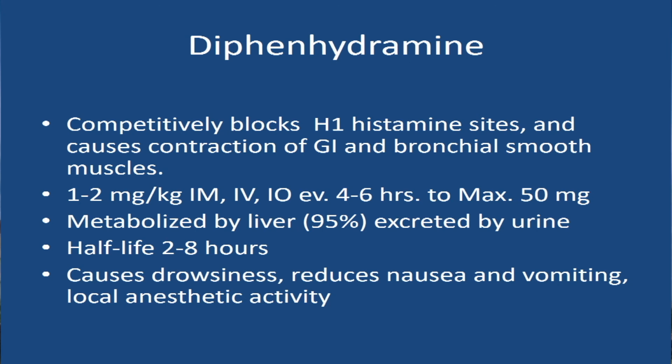Diphenhydramine competitively blocks H1 histaminic sites and causes contraction of GI and bronchial smooth muscles, 1 to 2 milligrams per kilo, IM, IV, IO every 4 to 6 hours to a maximum of 50 milligrams. It's metabolized by the liver and excreted by the urine. It has a half-life of 2 to 8 hours, causes patients to be drowsy, reduces nausea and vomiting, and has local anesthetic activity.